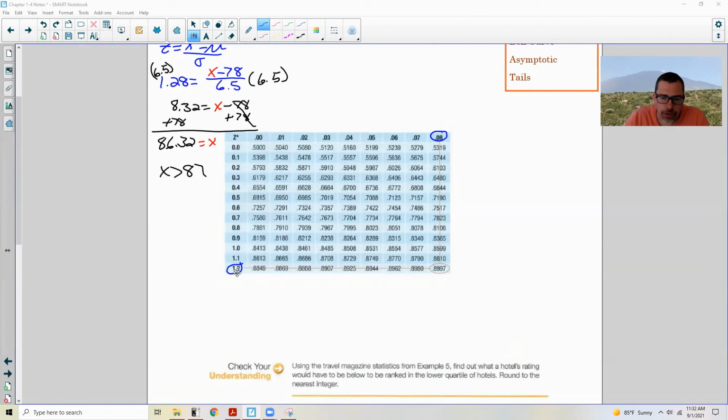All right, now check your understanding. Use the travel magazine statistics from example 5. Find out what hotel's rating would have to be below to be ranked in the lower quartile of hotels. Round to the nearest whole number.